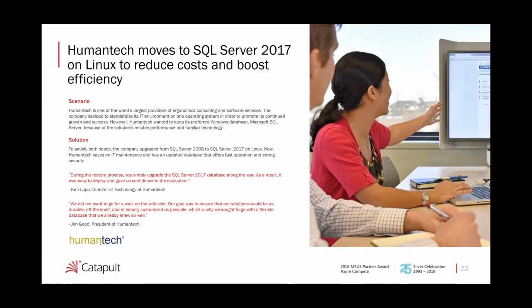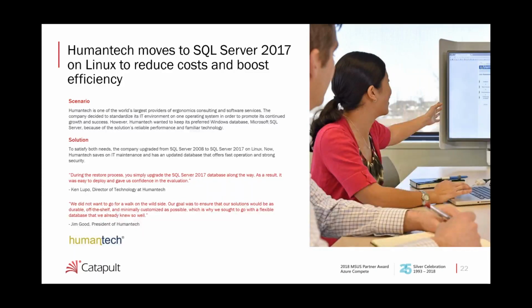By doing that, what they realized was that not only was the migration very seamless and easy, but they were also able to significantly reduce costs and boost efficiency. And you can see some of the quotes here. Things like restoring the databases was a very easy process for them, and upgrading the SQL Server to the cloud was also seamless for them. Their goal, like the quote says there, was for their solutions to be durable, off the shelf, and minimally customized. So they don't want to go in and do a lot of customization, which is why they chose SQL Server on the cloud, because with the managed instance that I talked about earlier, they didn't really have to worry about a lot of the application compatibility issues that you normally encounter otherwise.